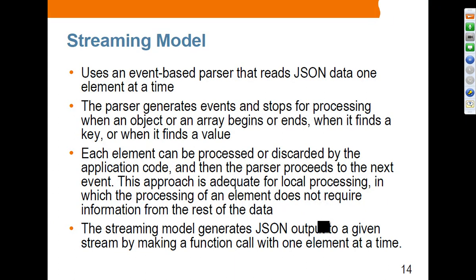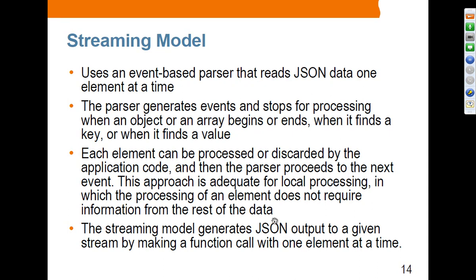The parser generates events and stops for processing when an array begins or ends, and when it finds a key or a value. So every time it finds an object, array, or whatever, it will give you an event. Each element can be processed or discarded by application code, so you as an application developer can pick and choose whether you want to access the data or not. This approach is adequate for local processing, in which processing of an element does not require information from the rest of the data.